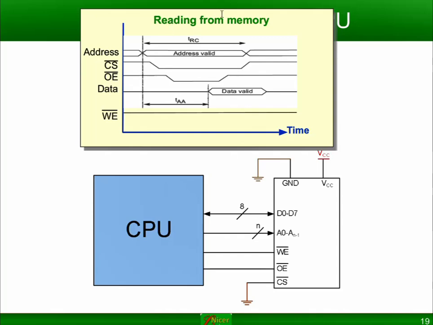So when we are reading from the memory, when the address is provided, the TRC is the time in which the address is valid, and the data valid, the TA is the delay after which the data is valid to us.